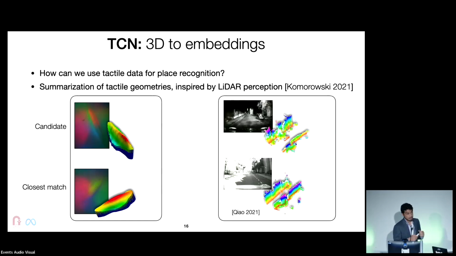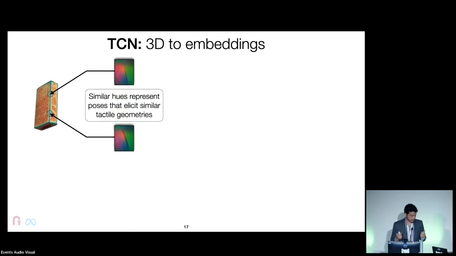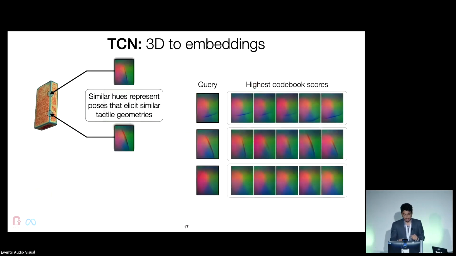Interestingly, we just use these pre-trained models that we get from LiDAR data and fine tune them with the tactile simulation data that we get, to get these embeddings that we can match up. To visualize that, here we have the t-SNE color maps of these embeddings when we densely sample these objects. So for example, two edges should give us similar hues of colors in this representation. And when we query a given point, we see the other highest codebook scores match up pretty well in the orientation and the geometry of what we want to see.